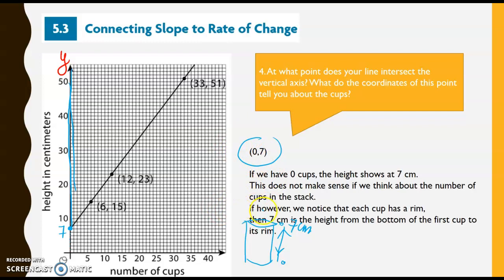If we have 0 cups, the height shows 7 centimeters, but this does not make sense if we think about the number of cups in the stack. However, we notice that each cup has a rim, then 7 centimeters is the height from the bottom of the first cup to its rim. Okay, so that's the meaning of it.